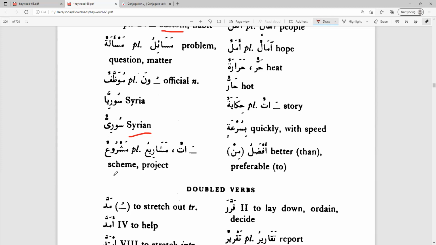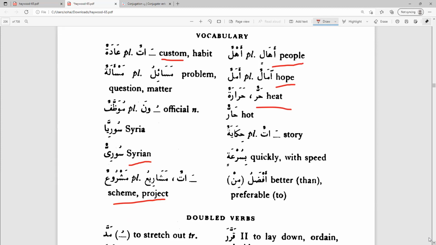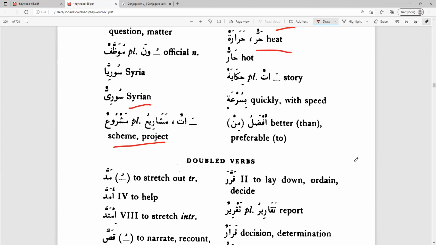Mashru'un means scheme or project. Two plurals are available here. The broken plural is mashari'u, or the feminine plural, which is mashru'atun. Ahlun, ahalin, broken plural, means people. Amalun, hope. Hararatun, heat. Harrun, or harun, means hot. Hikayatun, story. Bisur'atin, quickly, with speed.